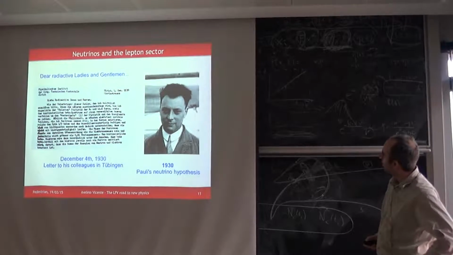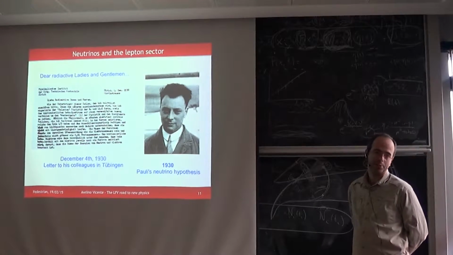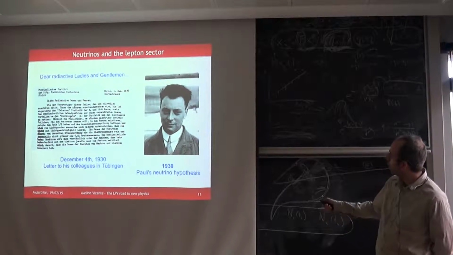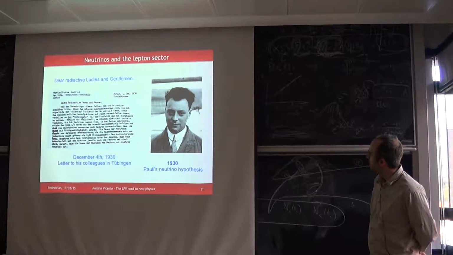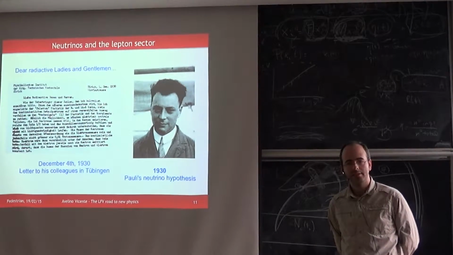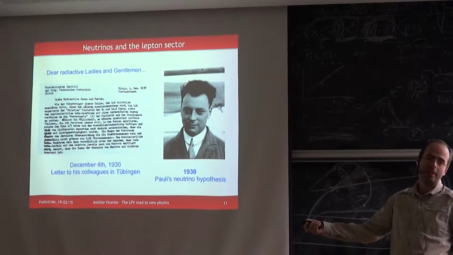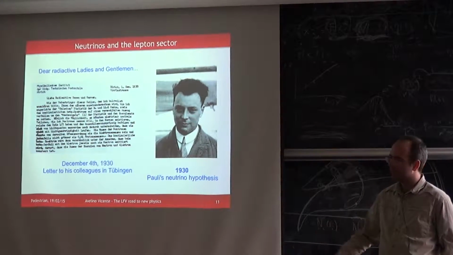And this started some time ago. This is a very nice letter. Maybe you know the story. So this is the invention of neutrinos. This guy here is Pauli, Wolfgang Pauli. And in the 30s, there were several experiments studying beta decay, a nuclear process. And they were measuring the energy of the electrons that were coming out of beta decay from the nuclei.